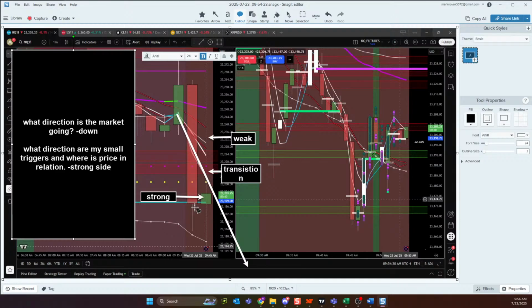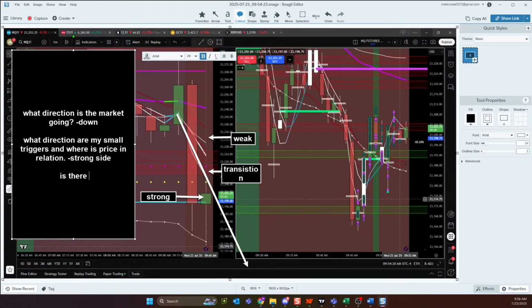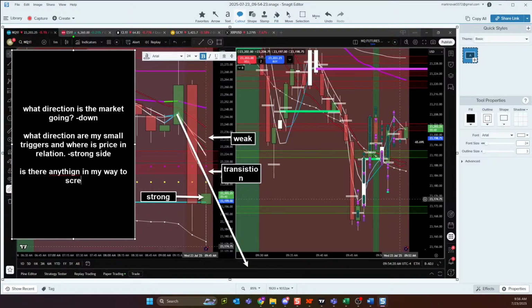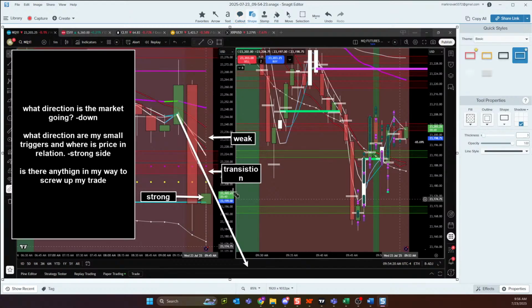I can't wait for the next step because the next step is going to help me understand some stuff. Is there anything in my way to screw up my trade? And I don't usually say screw. I go the other direction, guys. Does everybody see that divergence low? Price tried to go and couldn't break it.